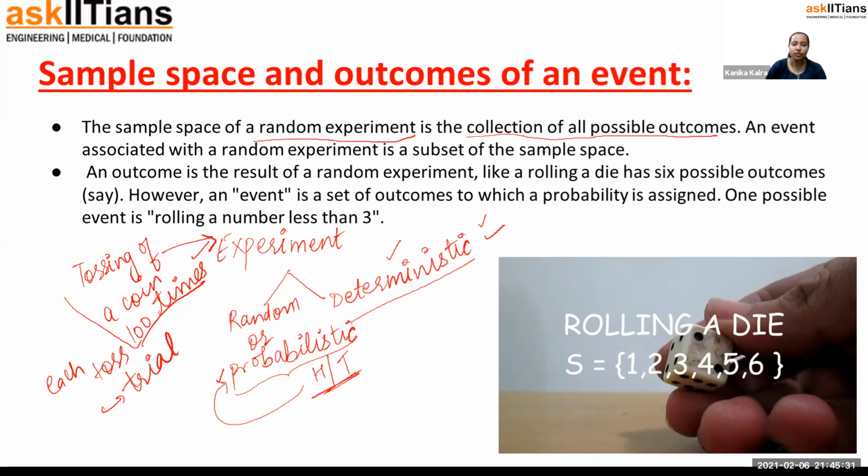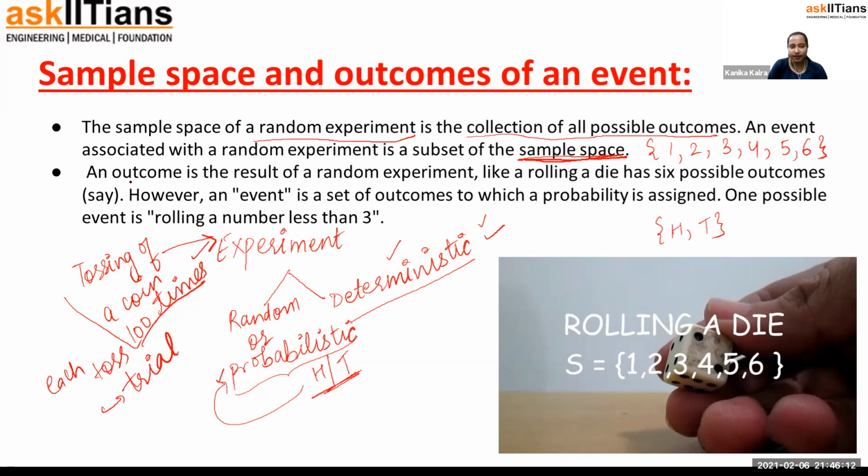Now let's come back to the original term, sample space. Sample space means all the possible outcomes, or all the possibilities of an experiment. Like if you roll a die, there are 6 numbers on a die. So the sample space for a die would be 1, 2, 3, 4, 5, 6. If we talk about tossing a coin, the sample space for a coin would be head and tail. So the collection of all the possible outcomes is known as sample space.